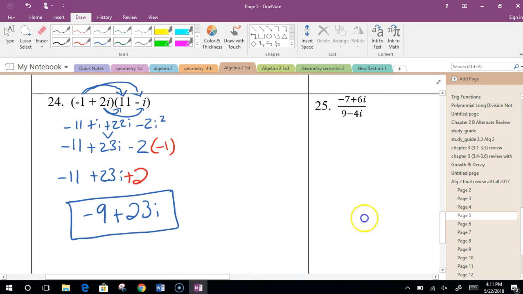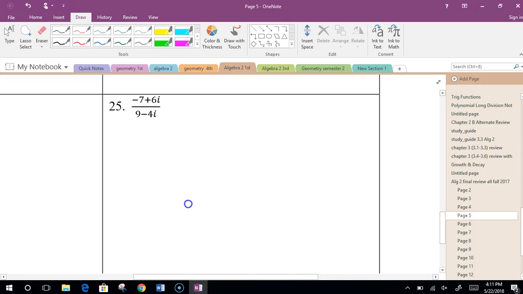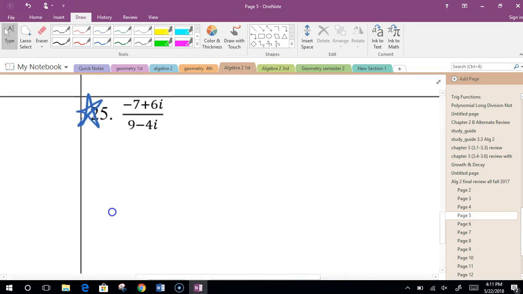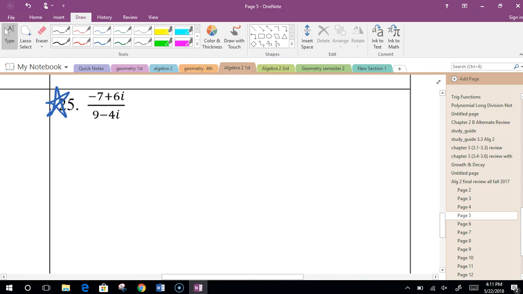Now, out of all of these, the question you are most likely to see, because it involves not only adding and subtracting like terms and foiling, is the division question. So this is the one you should definitely be ready for. The trick to these, of course, is remembering that you have to multiply the top and the bottom by the complex conjugate. That is taking whatever expression is in the bottom, and we are going to multiply the top and the bottom by the opposite of this. So instead of 9 minus 4i, we're going to do 9 plus 4i.